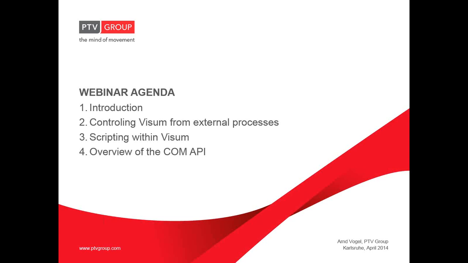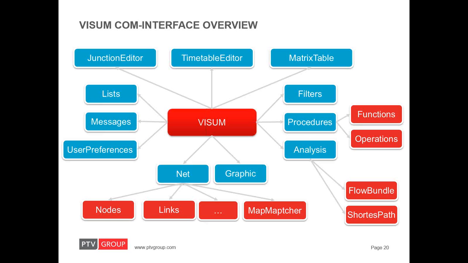I think now it's time to have a look at the COM API itself in order to get an insight or an overview into what you actually can do using this interface. As you can see from this sketch graph, which is still rather incomplete, the COM API gives you access to almost all parts of the Visum functionality. There are some corners which are not accessible through COM, but the most important functionalities are accessible.